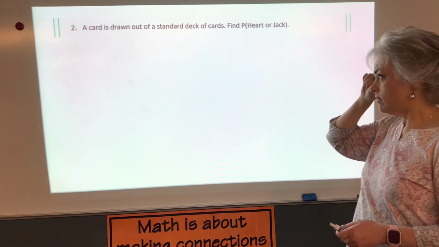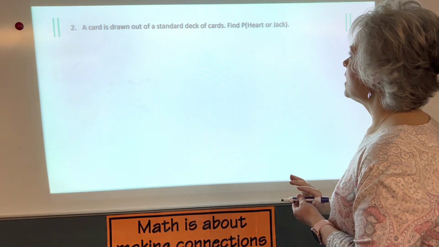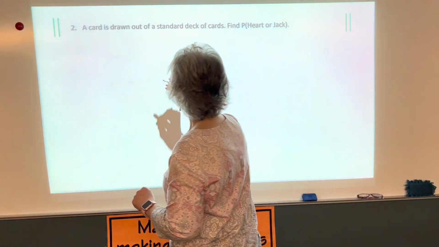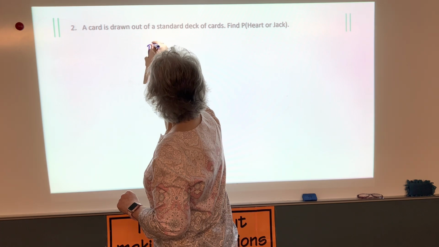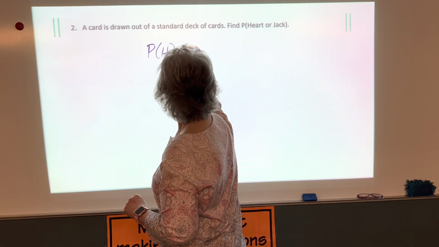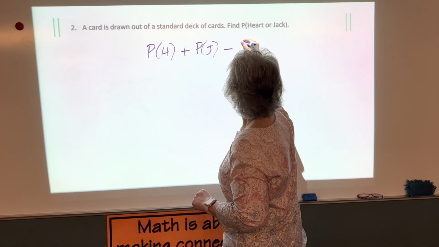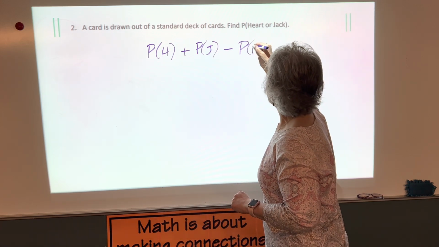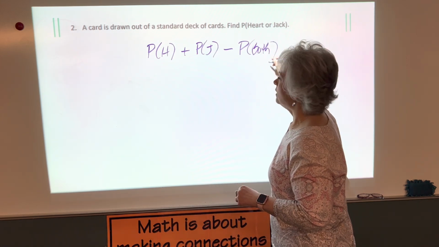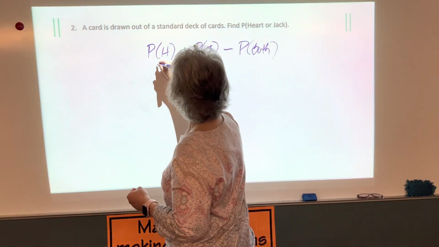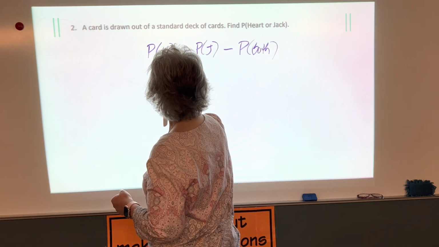Okay, so on number 2, a card is drawn out of a standard deck of cards. Find the probability of a heart or a jack. So we're going to find the probability of heart plus the probability of a jack, and we have to subtract the probability that it could be both because a jack can be a heart. So how many hearts are there? There are 13 out of 52.